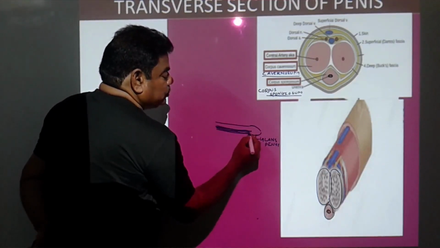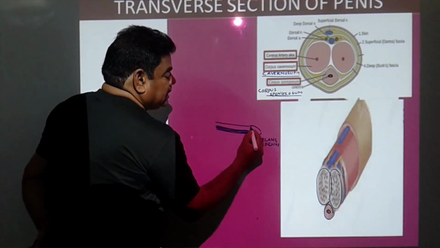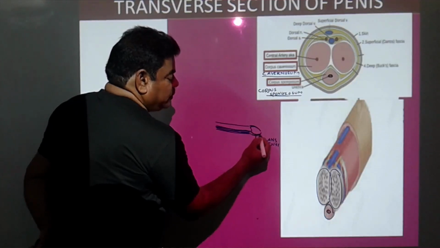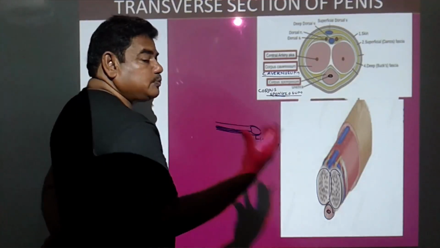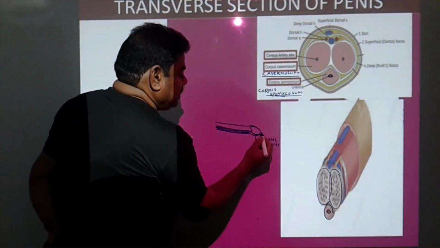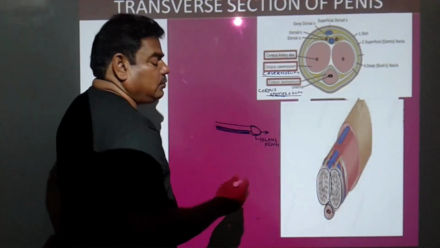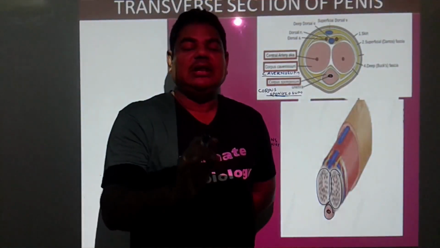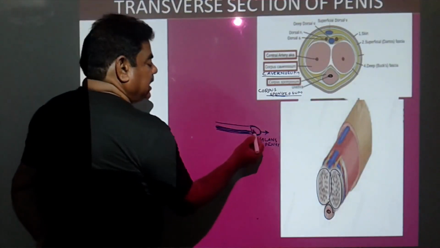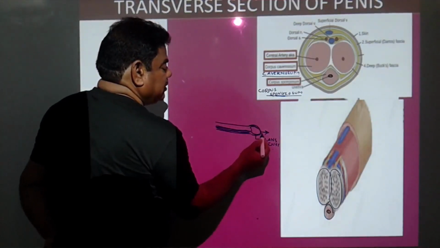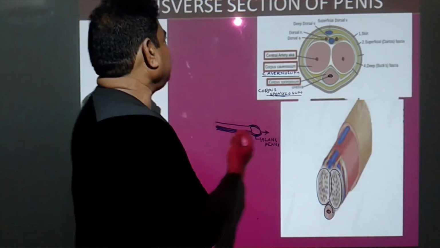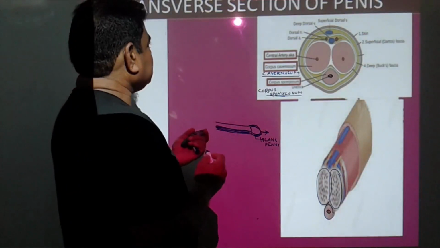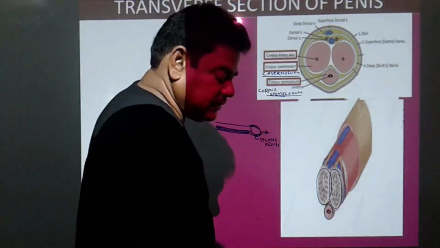This corpus spongiosum at the tip surrounds and forms a major portion of the glans penis. So the glans penis is made up of this spongiosum tissue, and at the tip it shows an opening. That opening we call the urethral meatus. This glans penis is surrounded by skin like this, which we call the foreskin. So this is all about the transverse section of the penis.